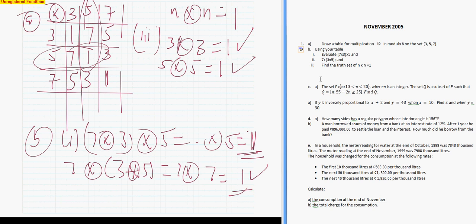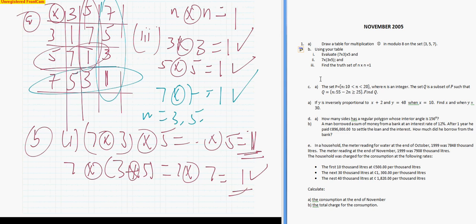That's correct. And then I'm going to change the color and use this one so you can see. And then the next one is 7 times 7. This is 7 here, and this is 7 here. 7 times 7 is also equal to 1. And that means n is equal to 3, 5, 7. So that satisfies the requirement. That is how you get the answer. So that's it, folks. I'll see you in the next video.